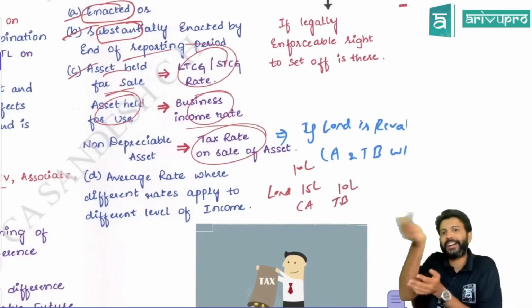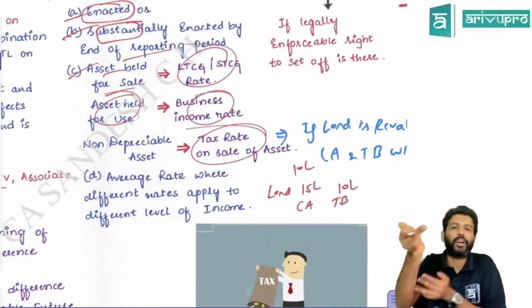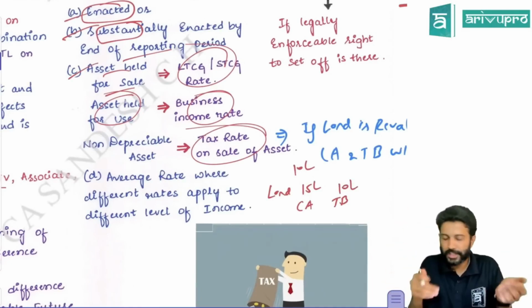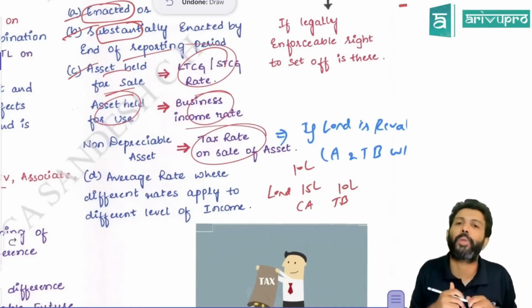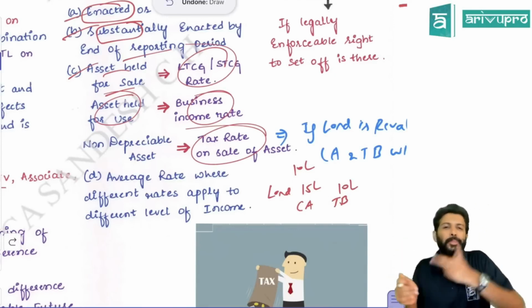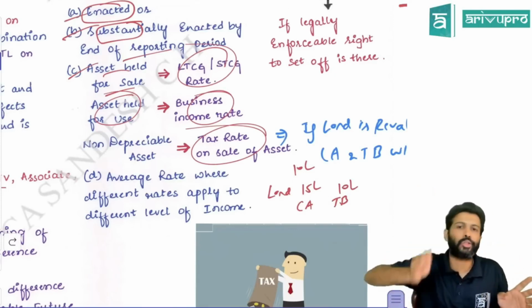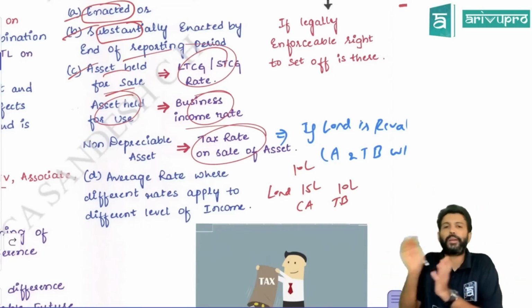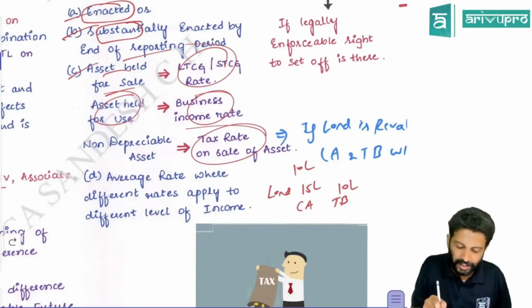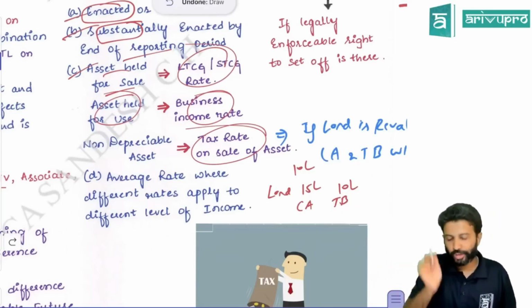So if you value the land at cost model only, there will not be any difference. But suppose you go for the fair valuation model on land, then the carrying amount and tax base will not match, because the revaluation model is only a concept in Ind AS 16. You don't have a revaluation concept in tax. So as per tax base, you will show it at the original amount. So there will be a difference.